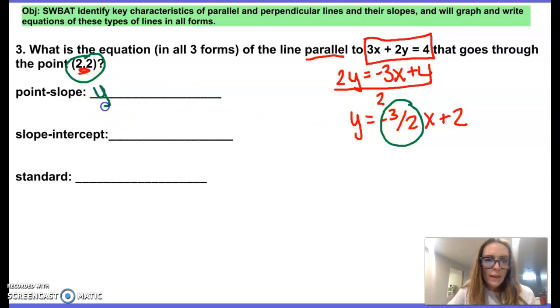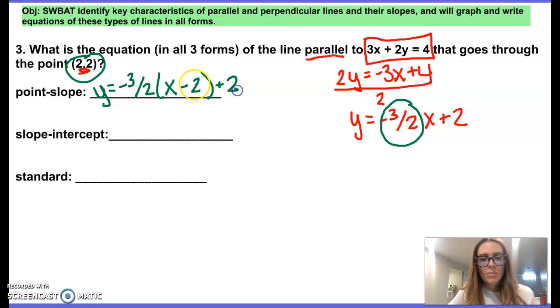So remember, it's y equals m, which is -3/2. And then we have x minus our x coordinate of our point, which is 2. So we'll do -2. And then our y point is also 2. So we know that the equation has a minus here and a plus here. So those are just true to their sign. Okay, next.